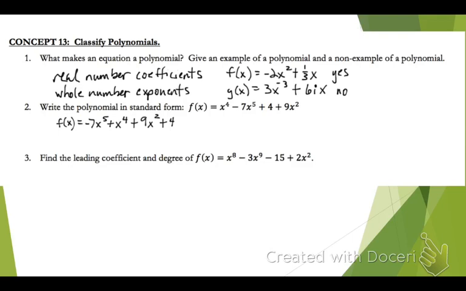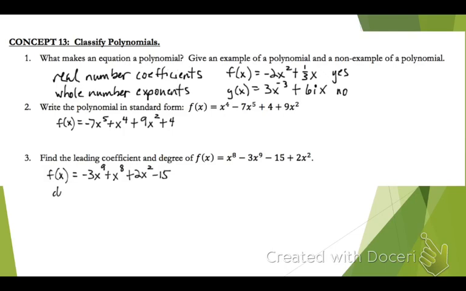Now on number 3, we want to find the leading coefficient and degree of that polynomial. But the first thing that we need to do is to put it in standard form. So we scan, and 9 is our biggest exponent, so our first term would be negative 3x to the 9th. Our second one is x to the 8th. And then our third term will be positive 2x squared minus 15.